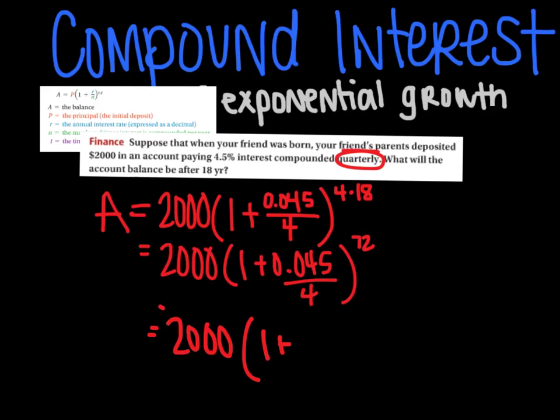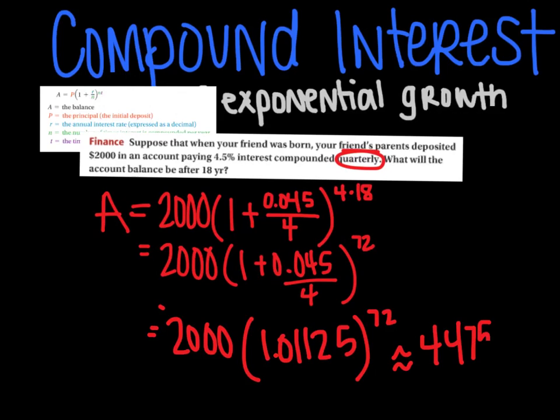calculated what 1 plus 45 thousandths divided by 4 was, which you can use a calculator to do, and that would give you 1.01125. And obviously I'm using a calculator for that. So now that I know what my base is for my exponent, I can evaluate exponents first and then multiply by 2,000. And when I do that, I'm going to get about an answer of 4,475.53. And you can go ahead and check your calculations to make sure I'm doing this right.